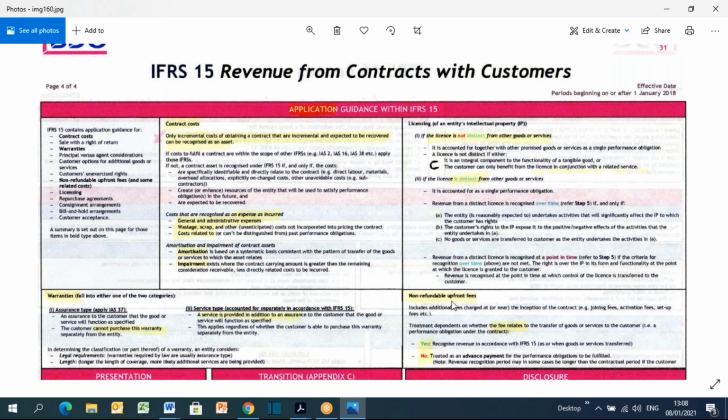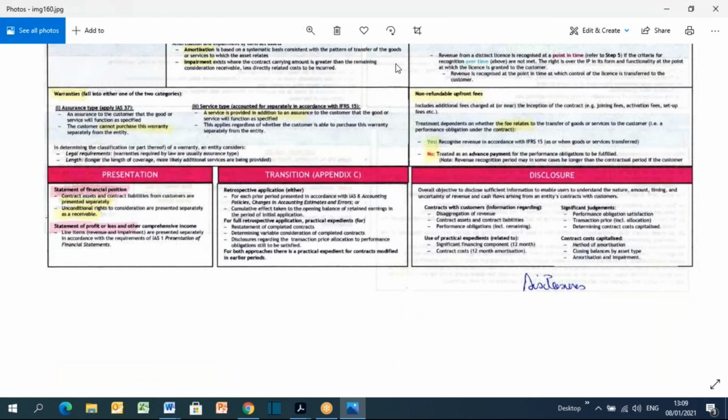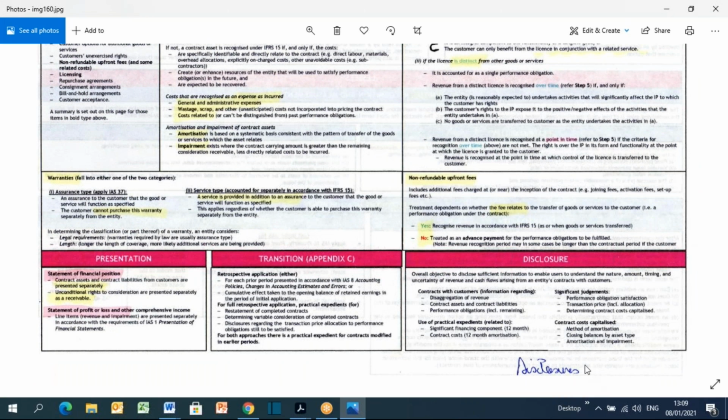Also the non-refundable upfront fees and warranties. It's a very good page, and you can get very good knowledge from this page. So yes, always remember again, this standard requires disclosure. So put down on your list of disclosures that you have to have disclosures.